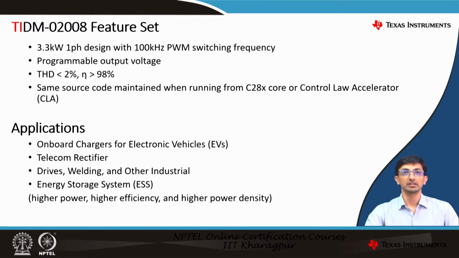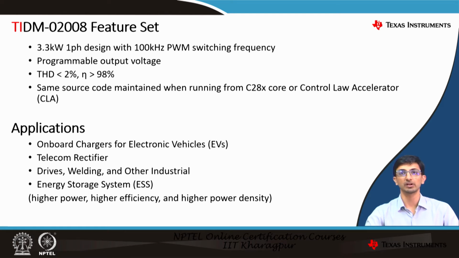Fundamentally, the TIDM-2008 feature set includes a 3.3 kW single phase design with an operating frequency of 100 kHz PWM. It has a programmable output voltage feature. Additionally, its THD is less than 2% and its efficiency is greater than 98%. One good thing is that the same source code can be maintained when running from the C28x core or the control law accelerator, as discussed in the previous lecture.